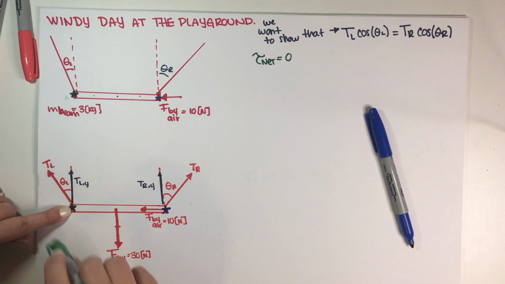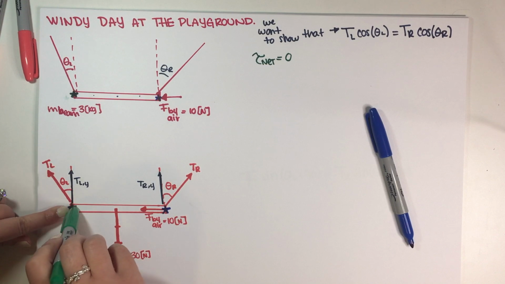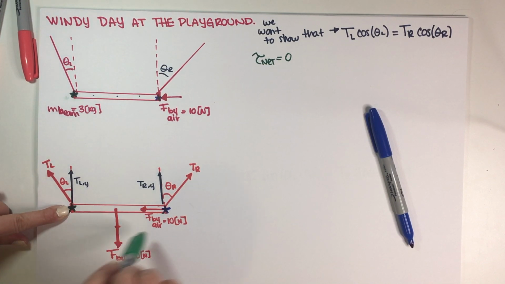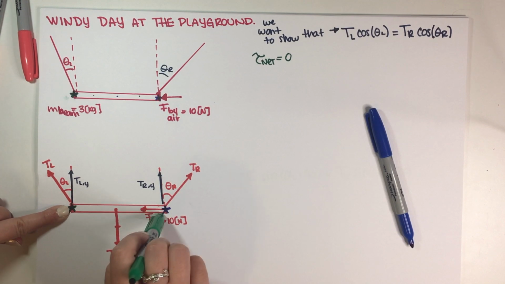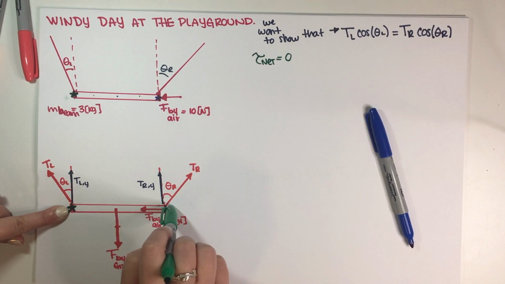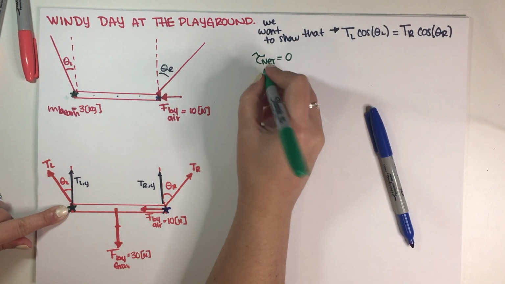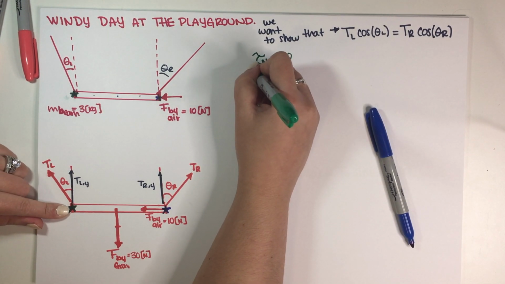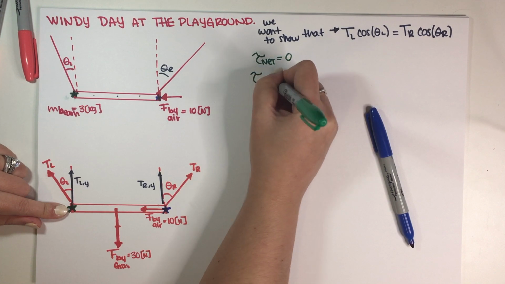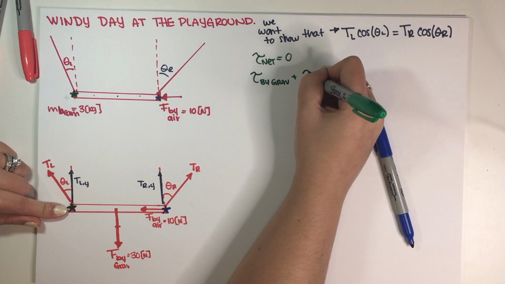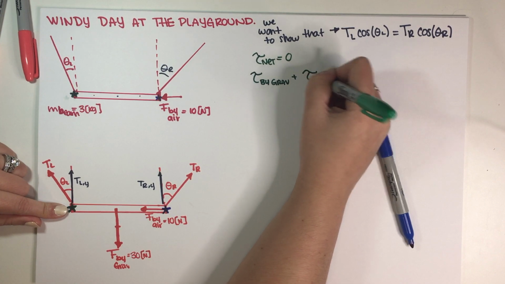Why is that? Well, TL is not generating a torque because R is equal to 0. And this force by air is not generating a torque because it's parallel to the pivot point. Which means that with the green star as a pivot point, the only 2 torques that I have are torque by gravity and torque by the right string.